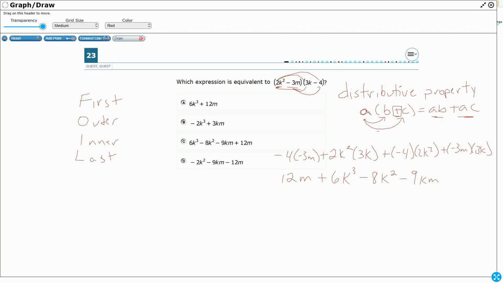Well, typically we go by degree. So our largest degree is right there. So we're going to put that first, 6k cubed. Our second largest degree is right there, negative 8k squared. And since we're working with k's, let's keep anything that's got a k here. We're going to put this negative 9km. This 12m goes last. It's got the same degree as the other one, a degree of 1. We'll put that last. So there we go. Our answer is going to be C.